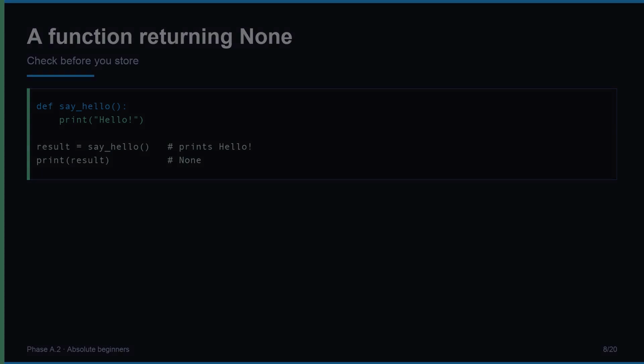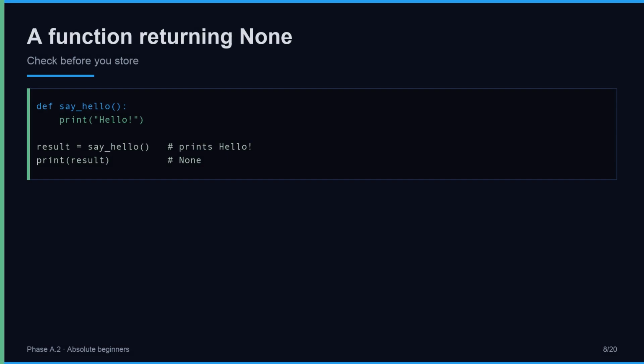The empty hand. Let us see a function returning none. We define say hello, which only prints and has no return statement. We call it and store the result. The greeting prints, but when we print the result, we get none, because say hello gave back nothing.